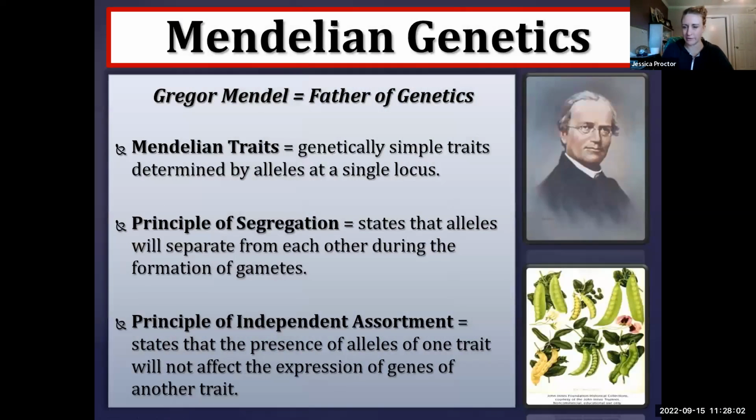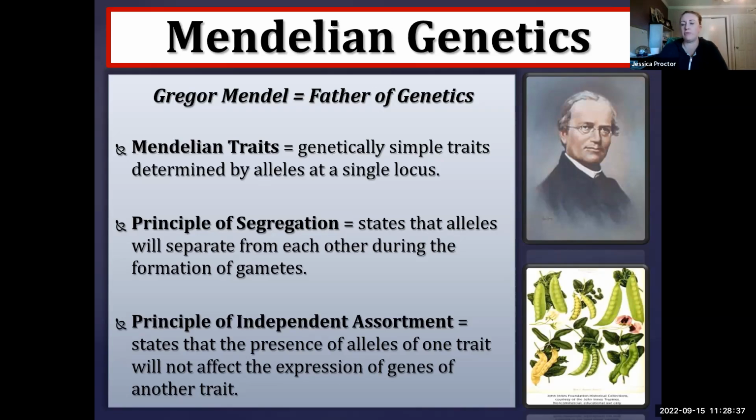All right, so Gregor Mendel is considered to be the father of modern day genetics. Most of Mendelian genetics is based on a one protein, one gene model. A lot of human traits are going to be more complex than this. They're going to be based on multiple genes and multiple locations on chromosomes. But in order to understand the basics, we're going to start with Mendelian genetics, and then we'll get more complicated from there. So Mendelian genetics are considered to be genetically simple traits that are determined by alleles at a single locus. So alleles are going to be alternative forms of a gene.